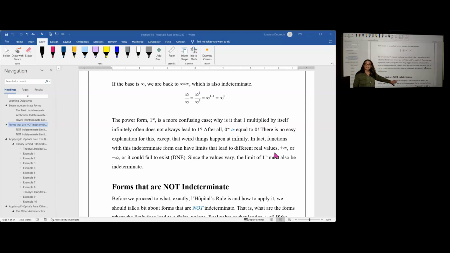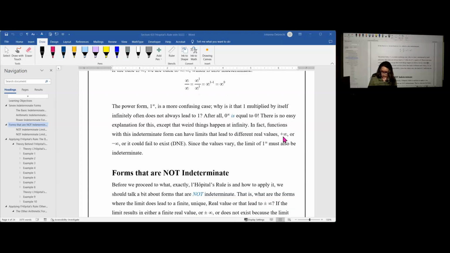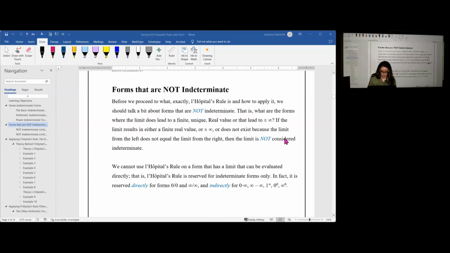Let's now take a look at some forms that are not indeterminate. If we're going to talk about indeterminate forms, we also need to talk about the ones that we know the value for, so we don't mistake one for another. You cannot use L'Hopital's rule unless it's one of the 7 indeterminate forms. So what are the forms that can be determined? Let's take a look at some of those now.